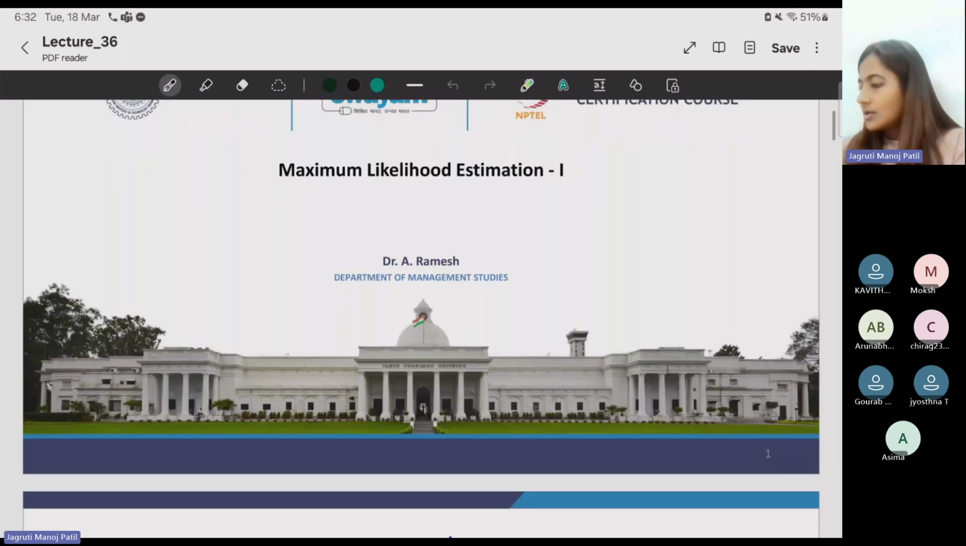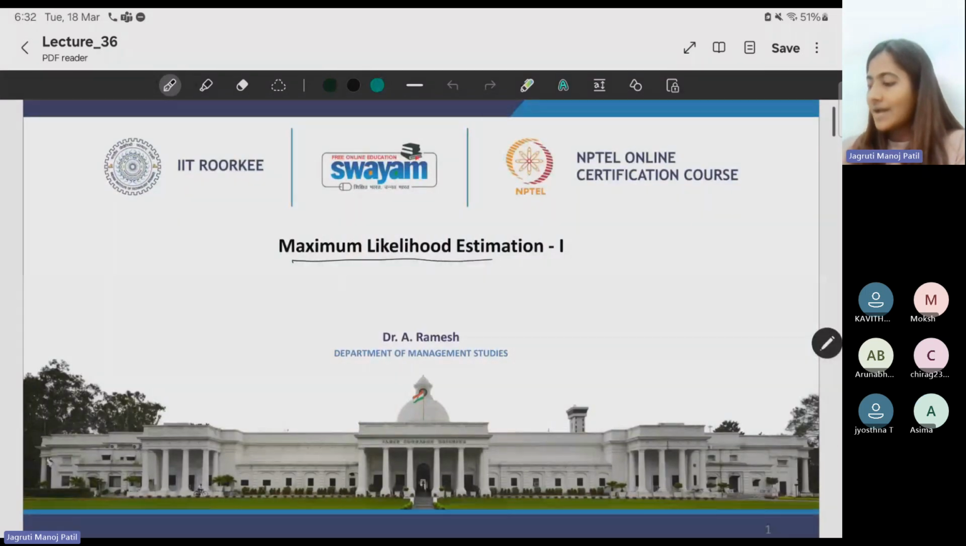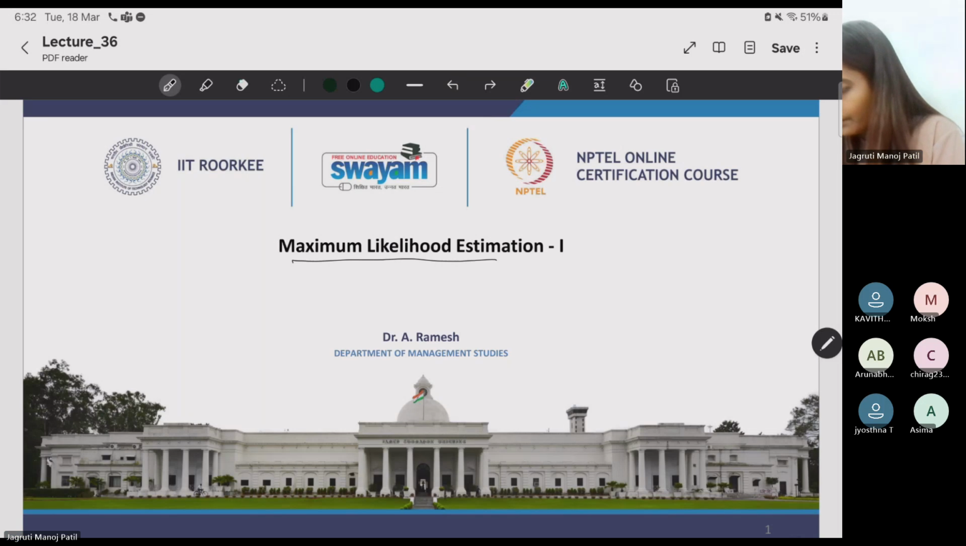Okay. So this is a term called maximum likelihood estimation. Let's split it into some keywords. So the first keyword is maximum. The next keyword is likelihood. And the third keyword over here is estimation.